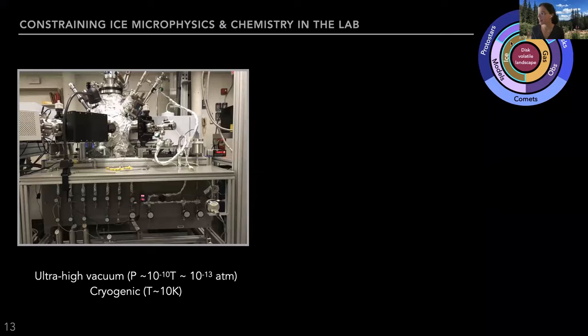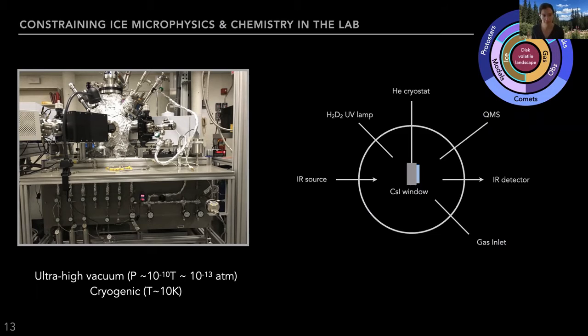So we're going to be thinking now about ice experiments in the lab. I'm showing here the ultra high vacuum setup that I worked on during my PhD. This chamber allows us to achieve pressures that are about 13 orders of magnitude below atmospheric pressure and temperatures as low as about 10 Kelvin. So we're really mimicking interstellar space-like conditions.